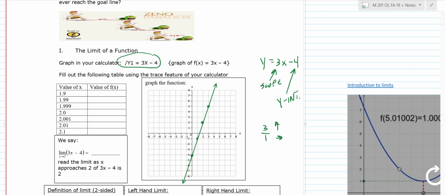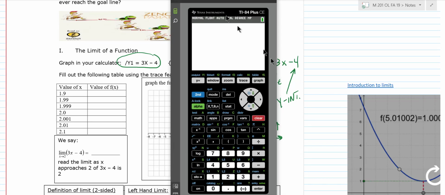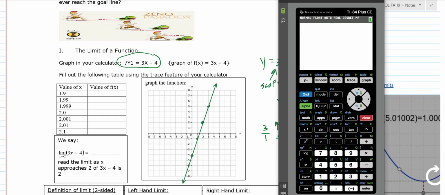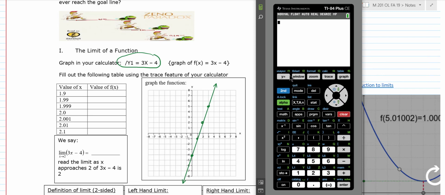All right, you can get your calculator out, and this will demonstrate it pretty well. Go to y equals, put in 3x minus 4, and then we're going to graph in a standard window. If you're not familiar with this, the simplest way to graph in a standard window, going -10 to 10, is just to press zoom number 6. Okay, so that's our line.